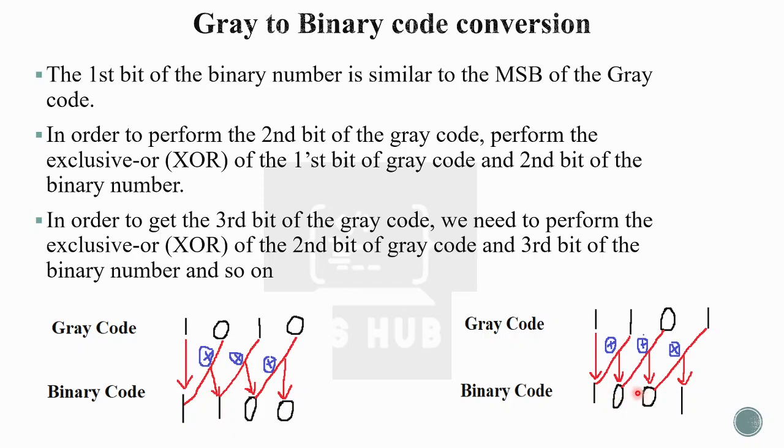To get the third bit, we have to perform XOR of the second bit of binary and the third bit of gray. Digits are 0 and 0, our result will be 0. Then to get the fourth bit, we have to perform XOR of the fourth bit of gray and the third bit of binary. The digits are 0 and 1. Our result will be 1. 1101 gray code is equivalent to 1001 in binary. Hope the conversion is clear.